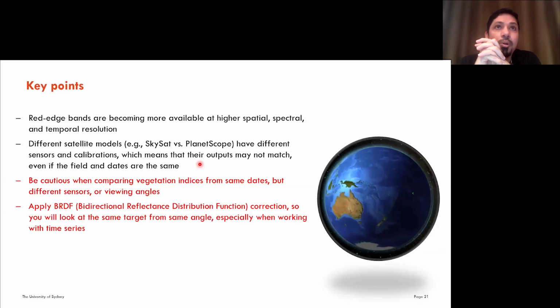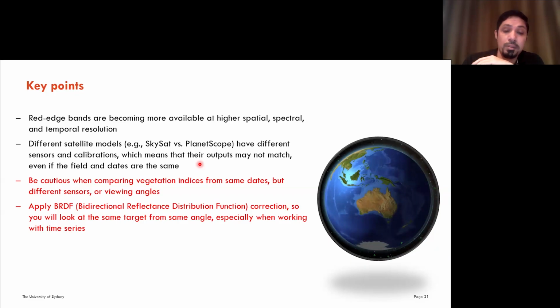So you have to be cautious when comparing different vegetation indices from different satellites, even if they are from the same date. I read in the literature that the best thing to do is applying the BRDF correction. So you look at the target from the same angle, especially when you work with time series.